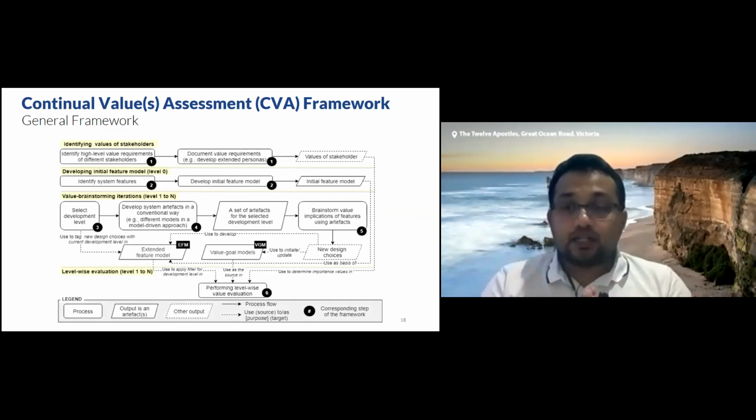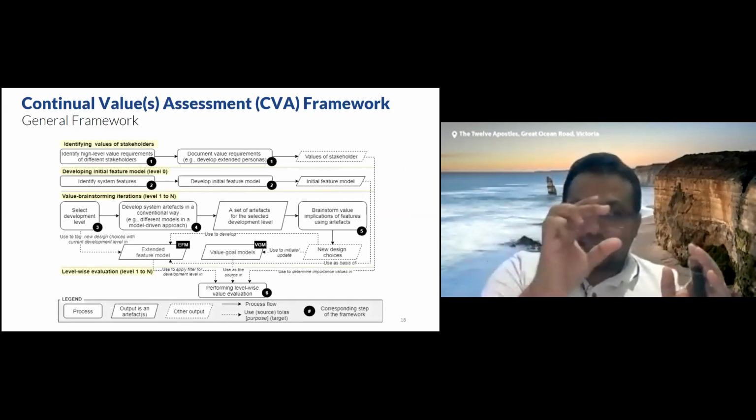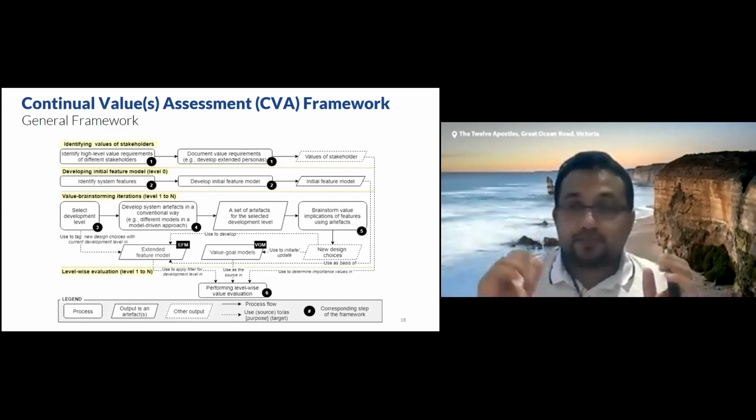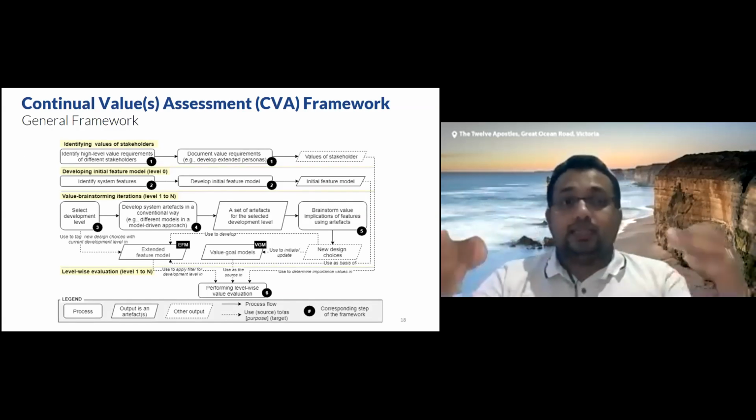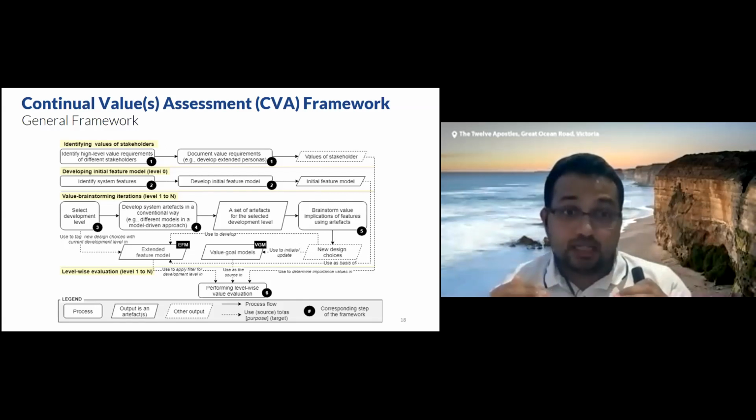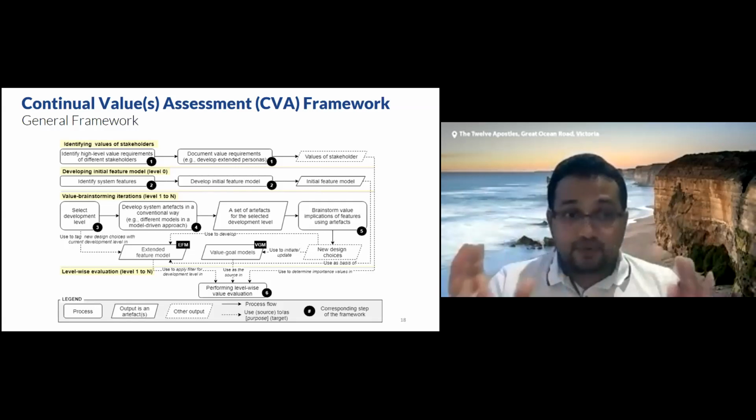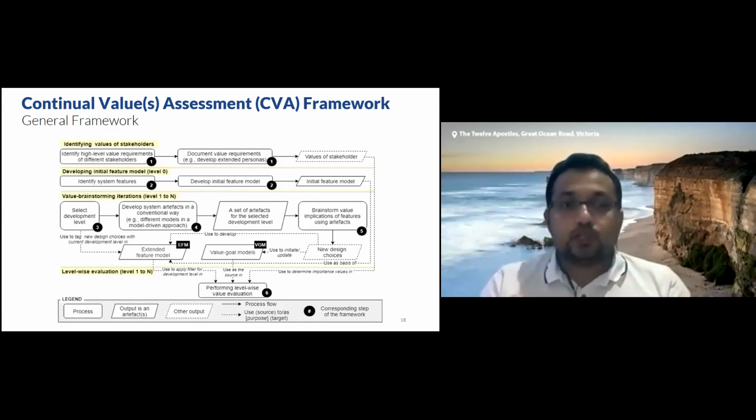So this is our general framework. As I said, it started with identifying values of stakeholders. Then we develop the initial feature model, and we start our value brainstorming with different sets of artifacts. So at each level, you can extend the initial feature model, as well as develop value goal models. So you can extend the existing value goal models. At each level you can do some level-wise value evaluations as well.